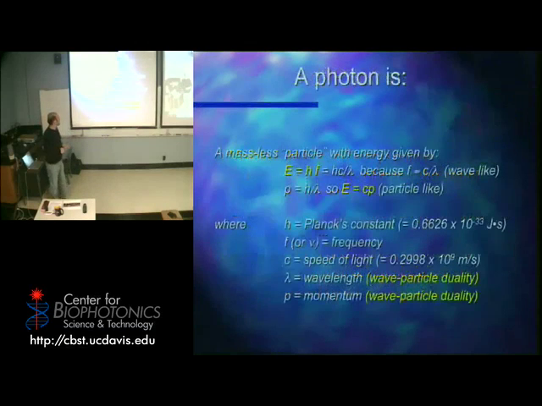Now, just to recap, a photon is a massless particle with energy given by E equals h times frequency, okay? H being Planck's constant, and f being the frequency. It's also sometimes labeled as nu.